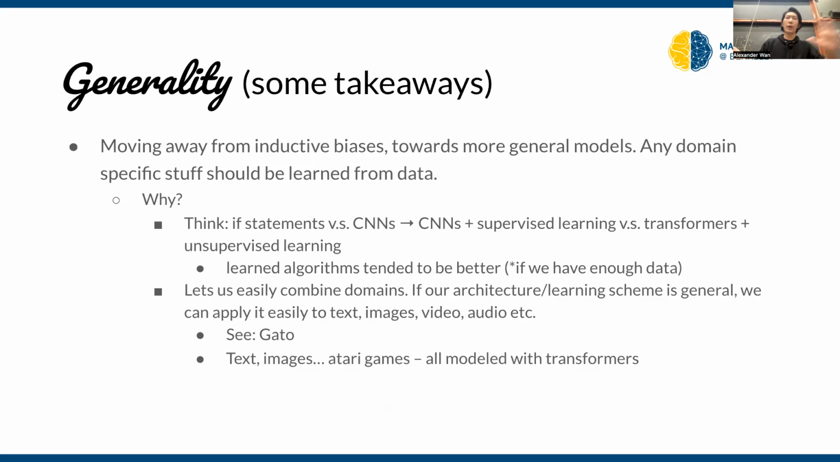So the takeaway from these two models is this idea of generality. We want to be moving away from models that have a lot of inductive biases and towards more general models. Any domain-specific biases or features should be learned from the data instead of being hand-engineered. We shouldn't have models specifically made for images or specifically for text. It would be a good idea to have models that can be used on anything, and they're only specialized once you train them on data.